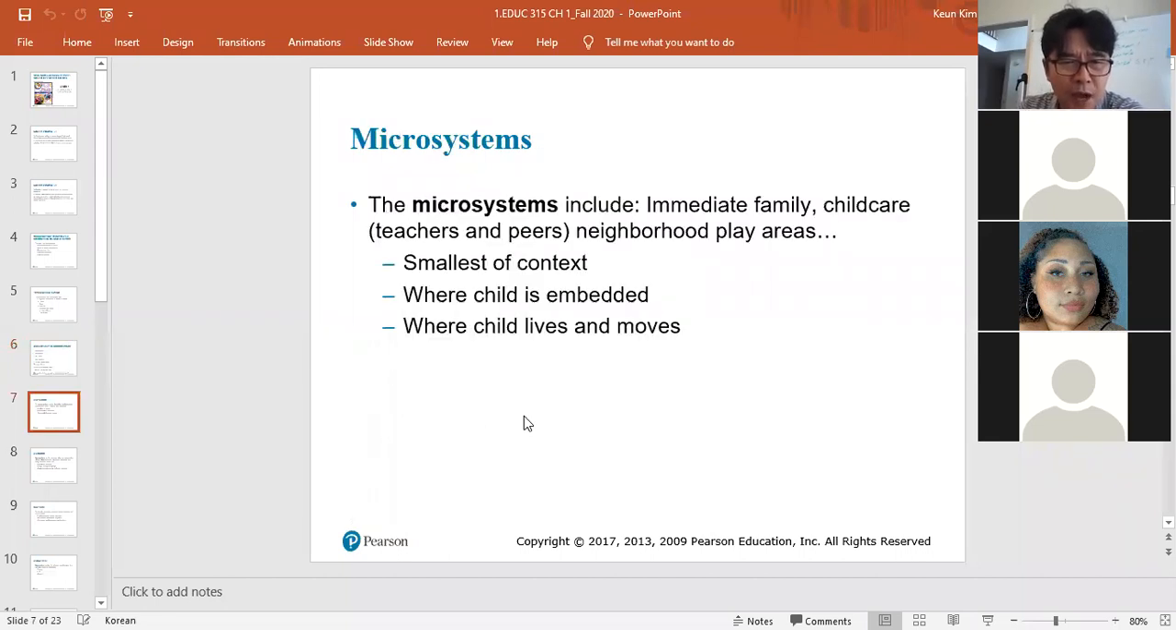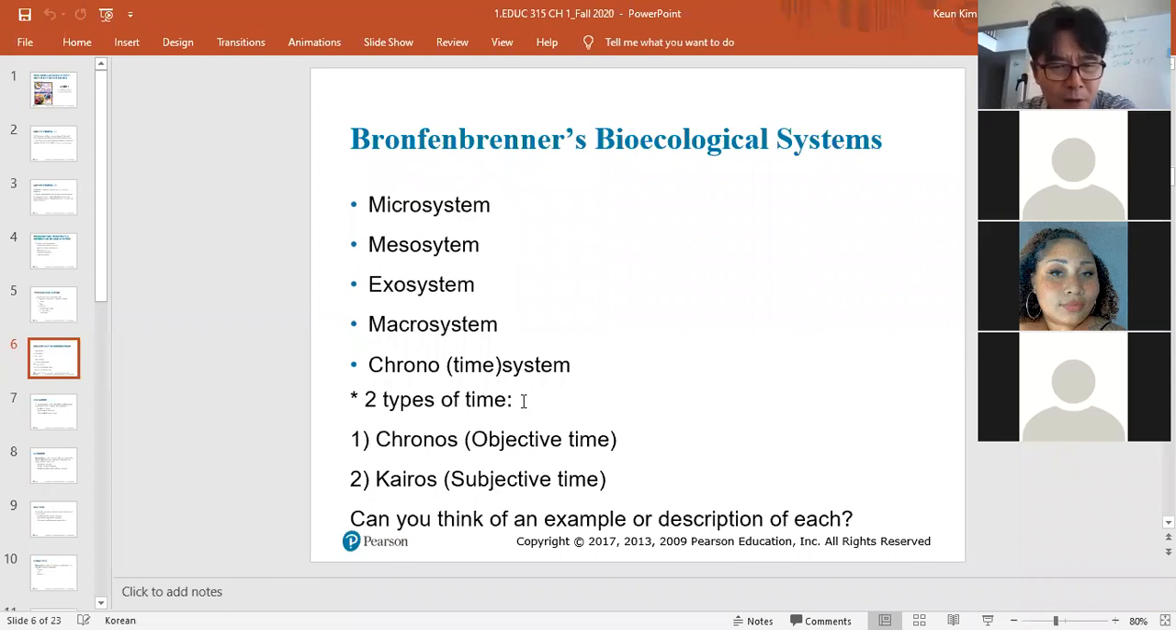So I explained we have two different kinds of time. The first one is chronos, objective time: 1 year, 365 days, and 1 day, 24 hours is objective time. The second one is kairos, the subjective time.